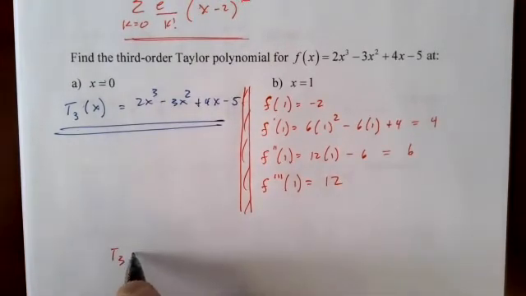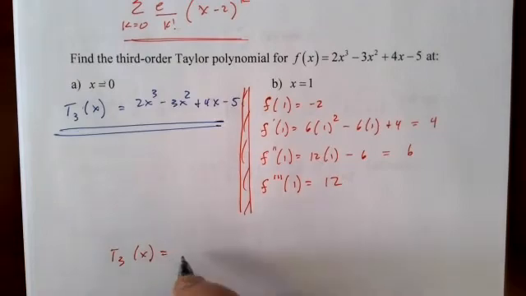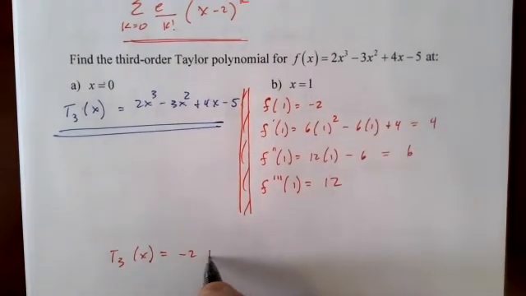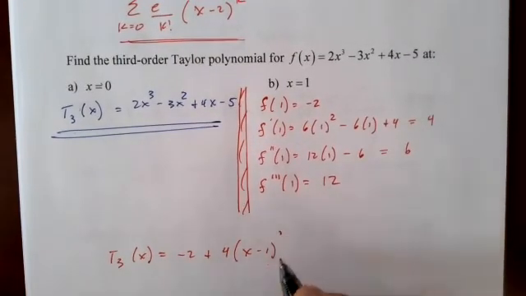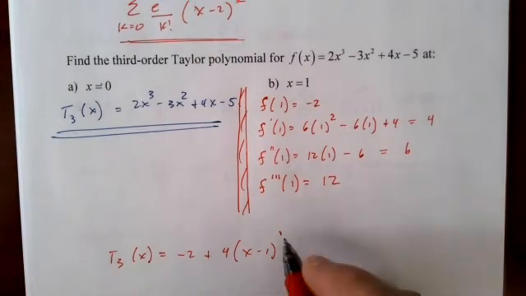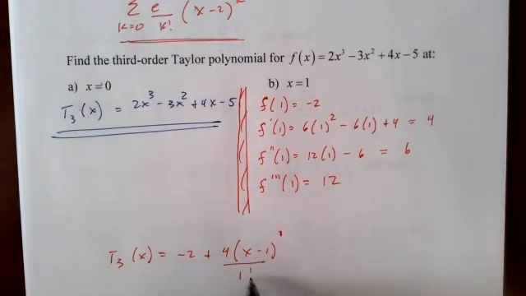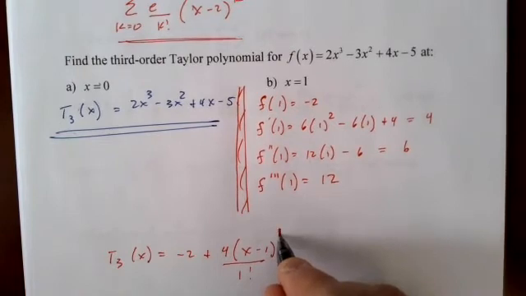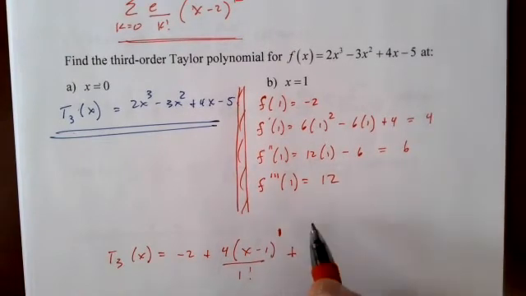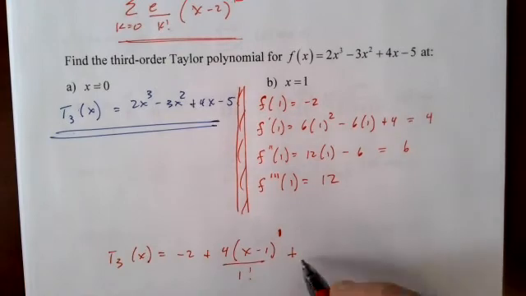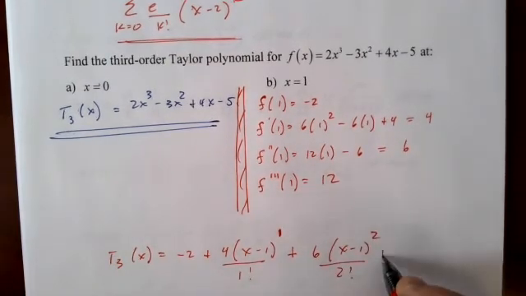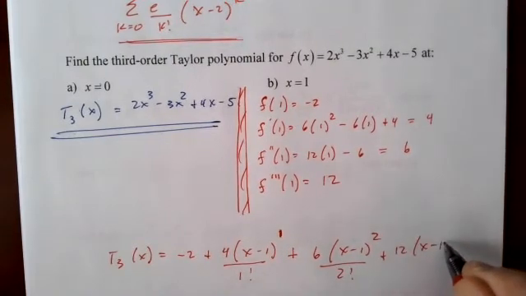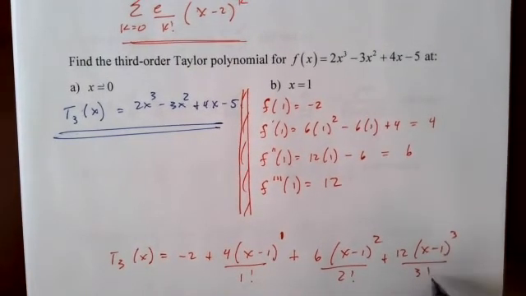T3 of x equals negative 2, the first term, plus derivative 4, x minus 1. I nearly threw a squared in there. That would have been bad. Again, some people like this. I won't be doing that on a regular basis. Plus 6, x minus 1 squared over 2 factorial, plus 12, x minus 1 to the third over 3 factorial. So you're probably like, well, that's nice.